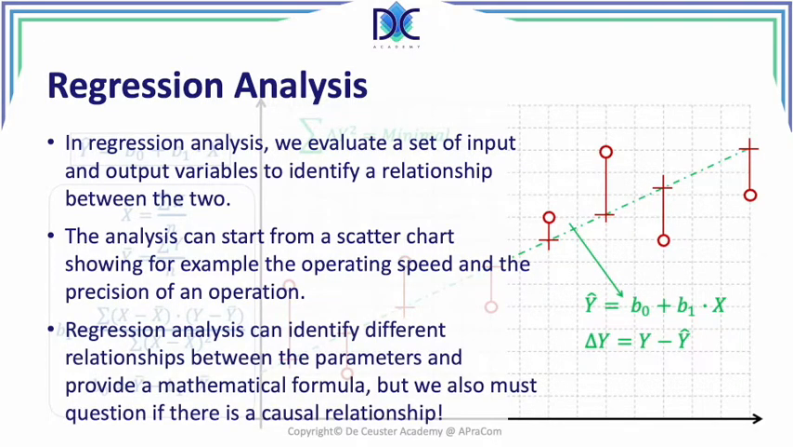Regression analysis can identify different relationships between parameters. They can give us a mathematical formula, but we also have to question, is there a causal relationship? It's not because we find a relationship between 2 parameters. It may be by accident. We have to really understand, is there a causal relationship between the 2?